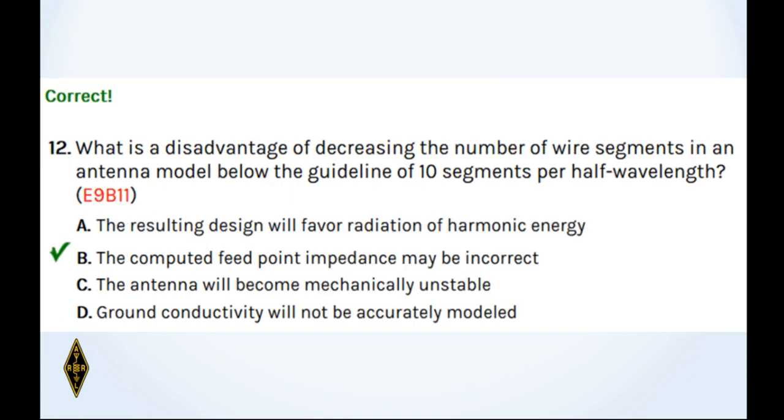And what is the disadvantage of decreasing the number of wire segments in an antenna model? In this case, 12B, the computed feed point impedance may be incorrect if you have less than 10 segments per half wavelength.